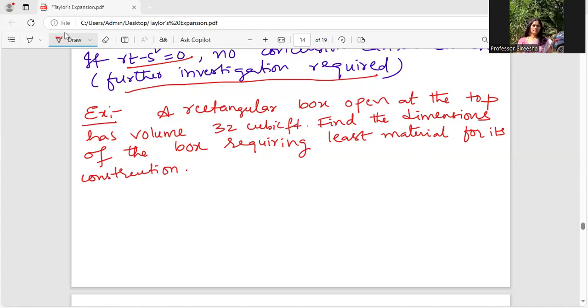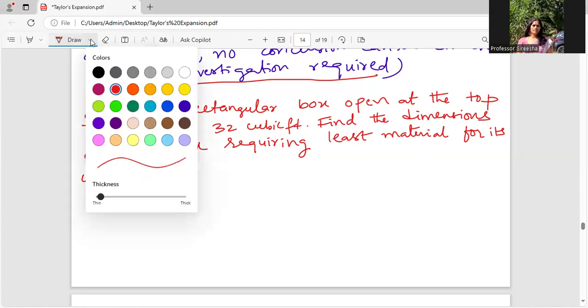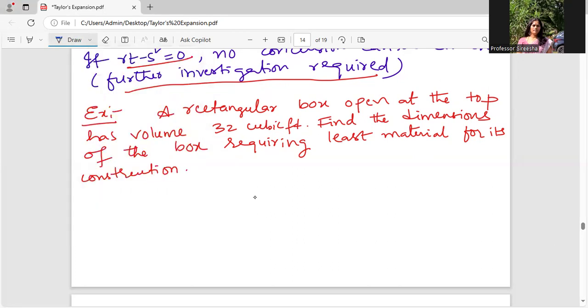Note, guys, nothing about maxima minima has been given here. There's one word related to extreme value or maxima or minima, that is the least material required. The least material required for its construction.